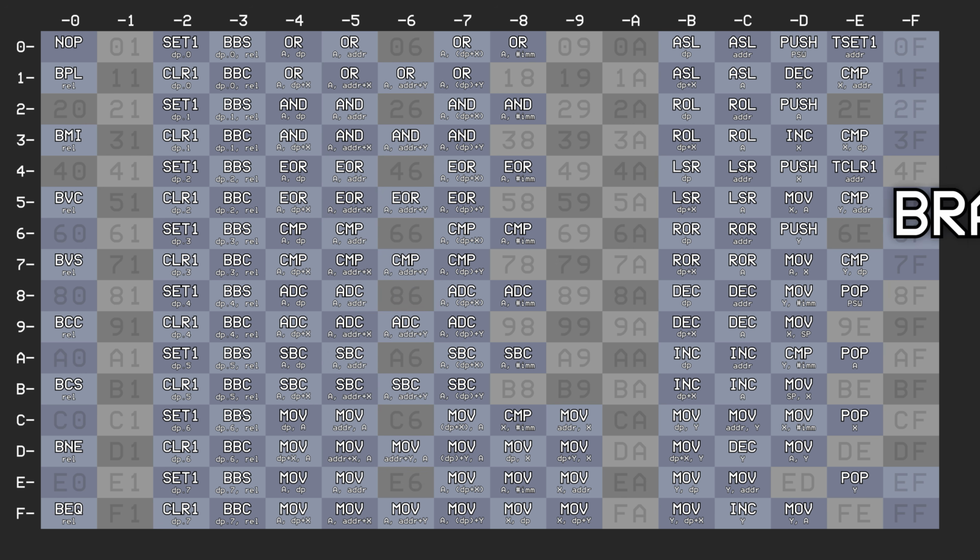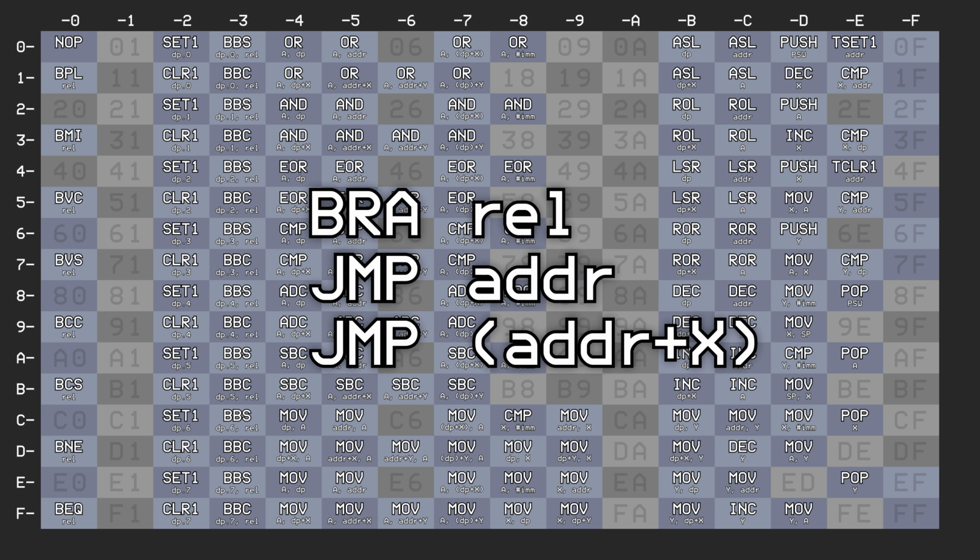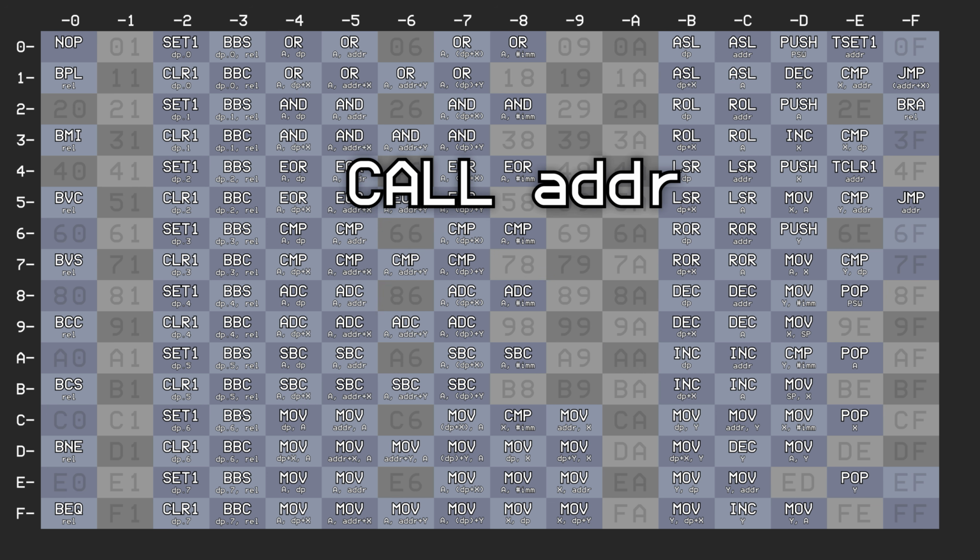There's also a branch always instruction. This is different from the jump instruction, since the branch instruction encodes an 8-bit signed relative offset, while a jump encodes a 16-bit absolute memory address. There is also a jump word address index with X indirect addressing mode, which is good for creating jump tables. There is a call instruction, which is like jump, but also pushes the program counter to the stack, so that it can be retrieved later on with the return instruction.